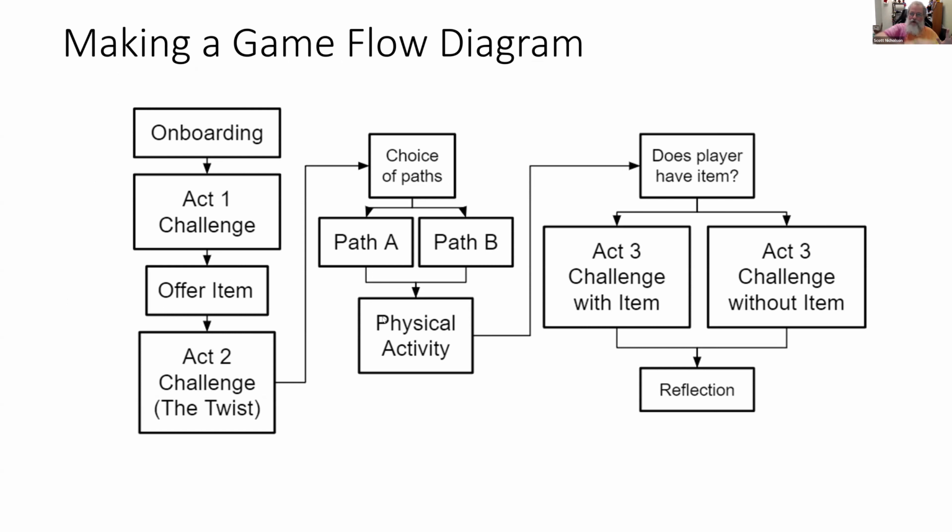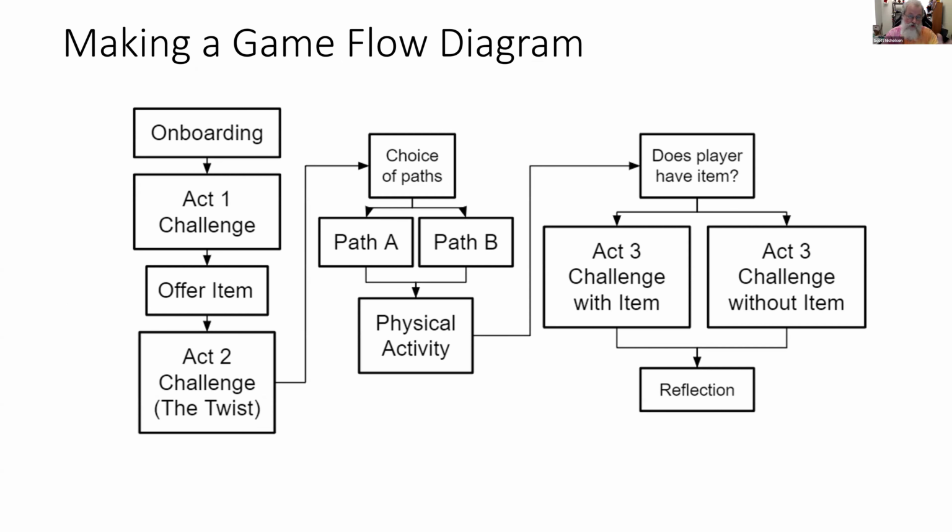You then draw a map of how your encounters all come together. So you have your onboarding activity, your first challenge, maybe you offer them an item, do you want this or not? Then an Act 2 challenge with the twist. Maybe there's a choice of paths. Do you go to path A or path B? Then maybe in a physical activity, check to see if the player has the item, and that takes them to 1 challenge if they do, 1 challenge if they don't, and then their end reflection.